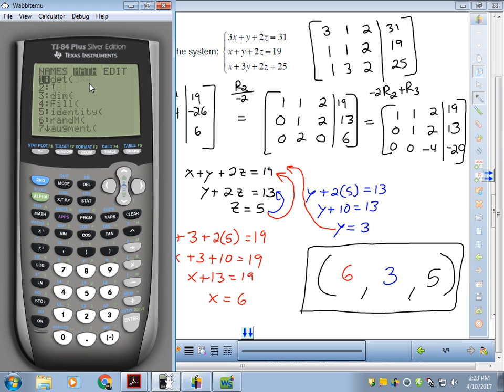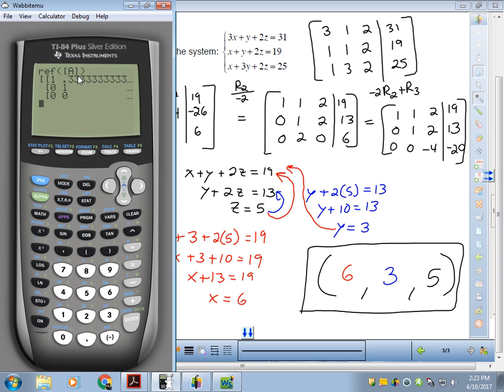So now what I want to do is go to Math, and go down until I get to REF. R is row, E is echelon, F is form. So this is row echelon form. So I pick that. Then I go back to my matrix menu, and I'm going to tell it what matrix to do row echelon on. I want to use matrix A, and I close my parentheses, and I hit enter.